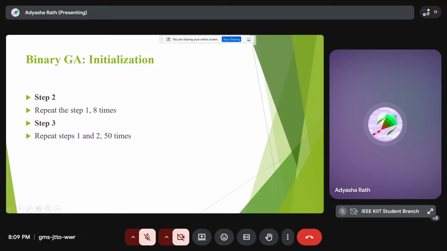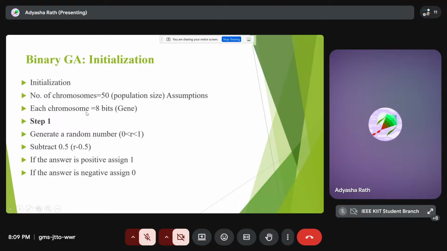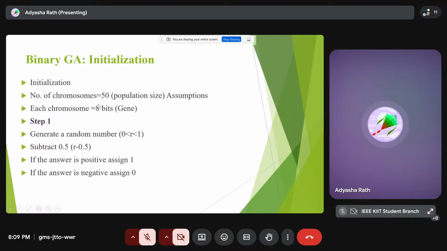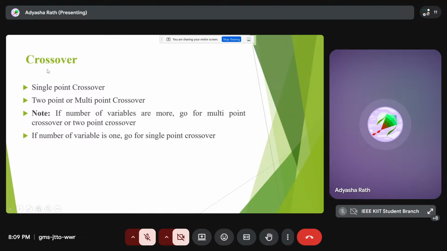Step 2, repeat step 1 eight times. Why? Because each chromosome is 8 bits. And step 3, repeat steps 1 and 2 fifty times. Why fifty times? Because the population size is 50.